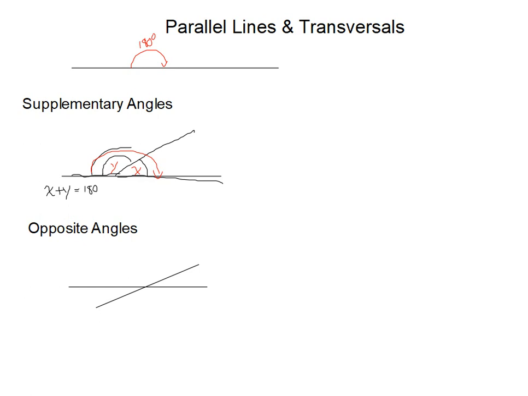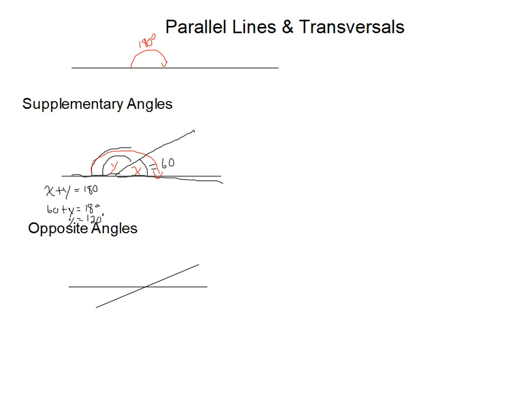So for example, if x was equal to 60, then we can find y because we would know that 60 plus y has to equal 180. And we could just solve that equation, subtract 60 from both sides, and we would get y is equal to 120 degrees. So that's what a supplementary angle is.